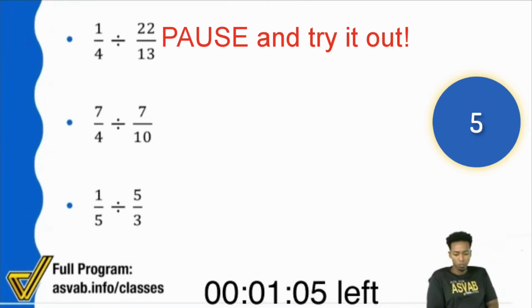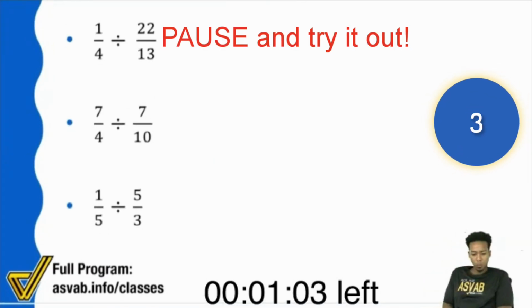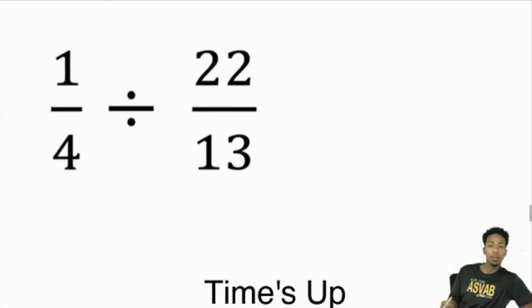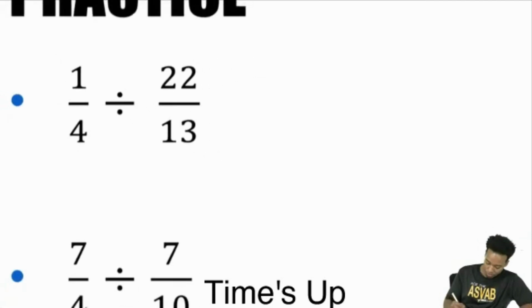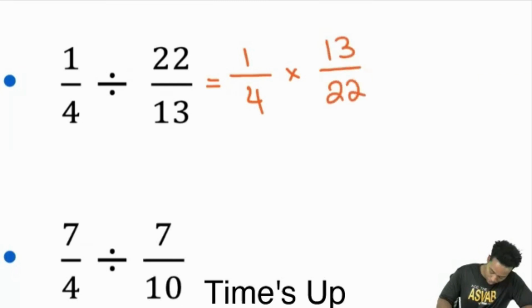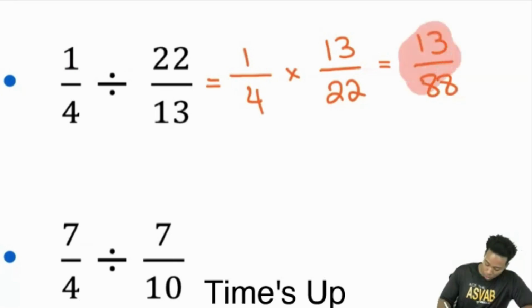There you go. A quarter divided by 22/13. First things first, keep, change, flip. So 1/4 times 13/22. I'm looking at that automatically and saying they have no common factors. So just multiply. You're good. 13/88, and we're set.